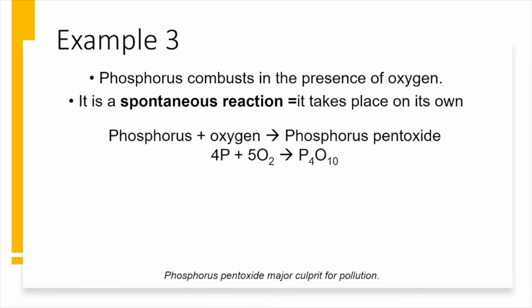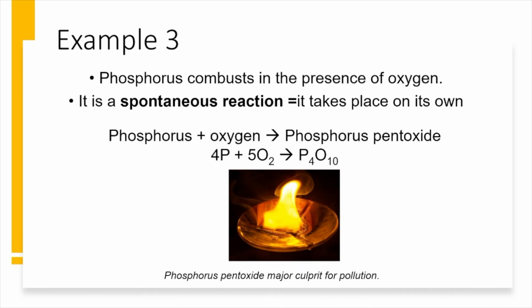Now for this example, it is not for assessment purposes. It is to show you that a reaction can take place without us igniting it, and we call it a spontaneous reaction. And phosphorus pentoxide, again, is a major culprit for pollution, specifically in water pollution and land or soil pollution.